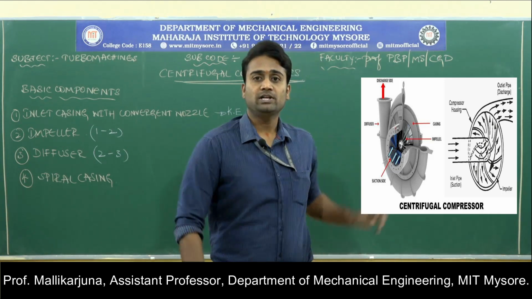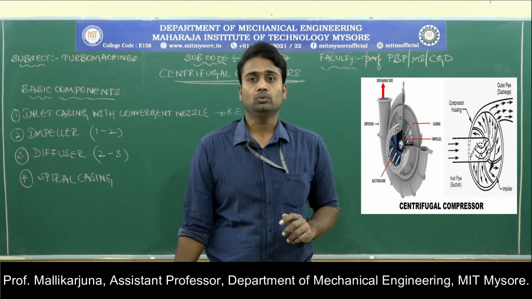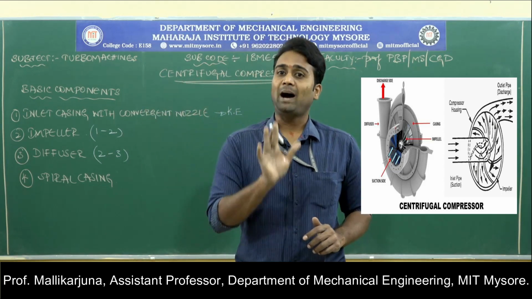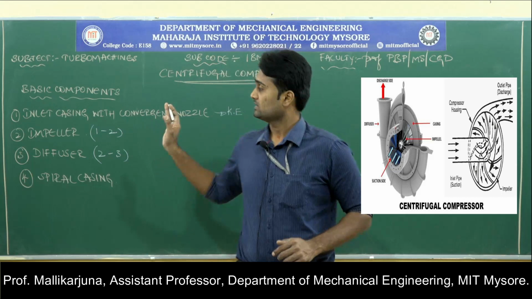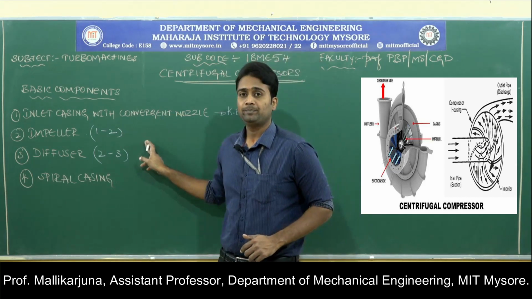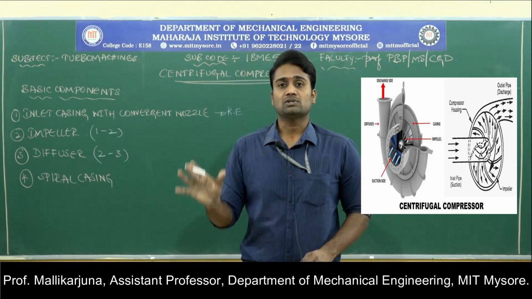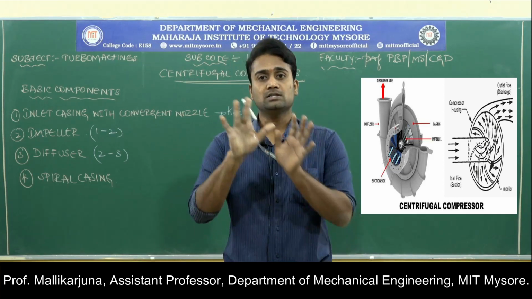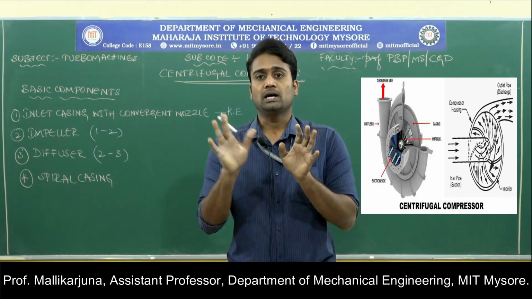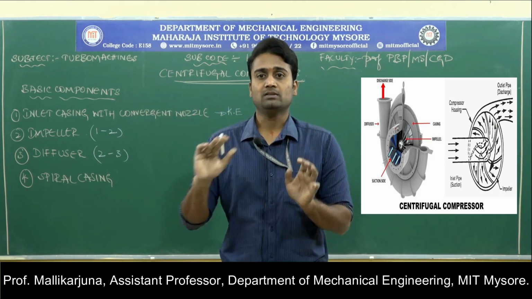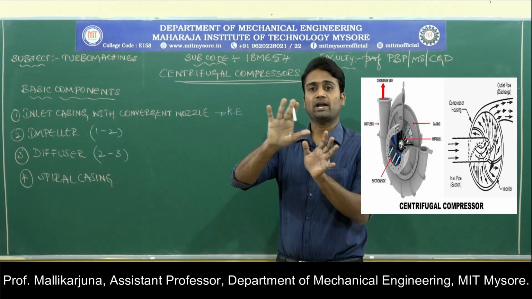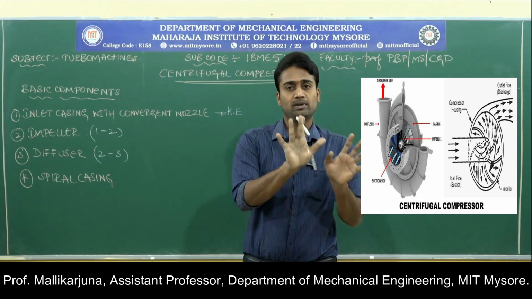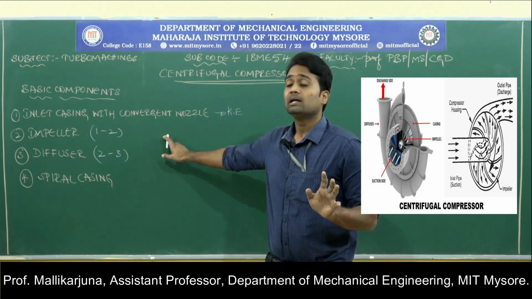In the centrifugal compressor, we know one part is the rotary part. That rotary part is nothing but the impeller. This impeller consists of radial vanes and it is continuously in motion. As soon as the fluid comes with huge kinetic energy from the nozzle, it strikes the blades of the impeller.